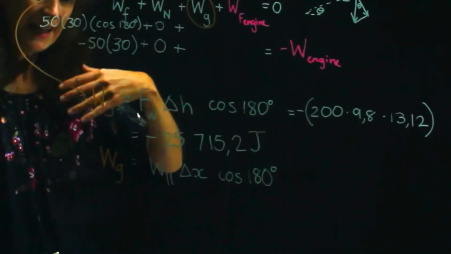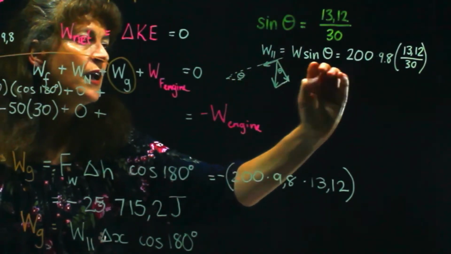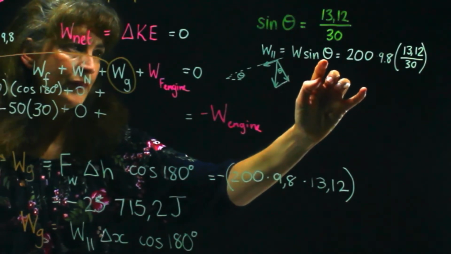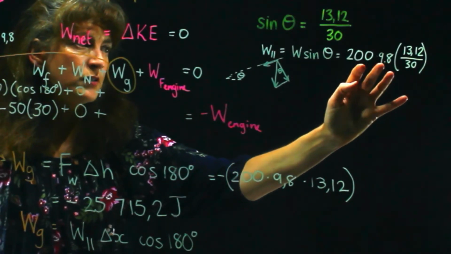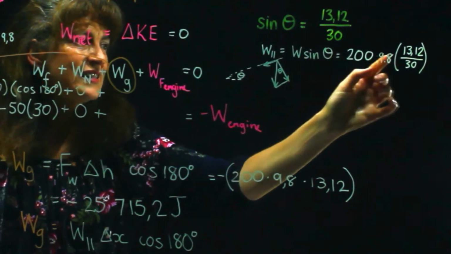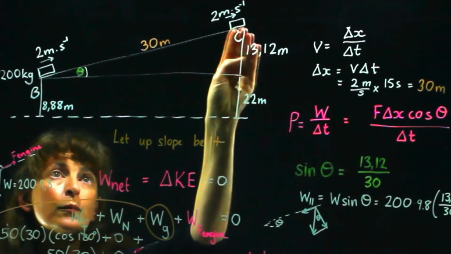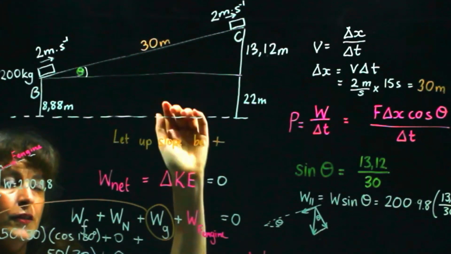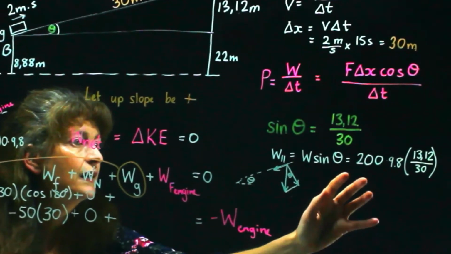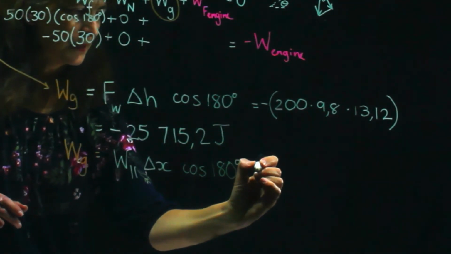In the previous movie, I explained the reasoning of how I found that weight parallel equals W sine theta, which is 200 times 9,8, which is weight. And then sine theta is 13,12 divided by 30. It comes from the geometry of this triangle, but you can watch that other movie to see in more detail where I got that from. But here we're just simply going to apply that.